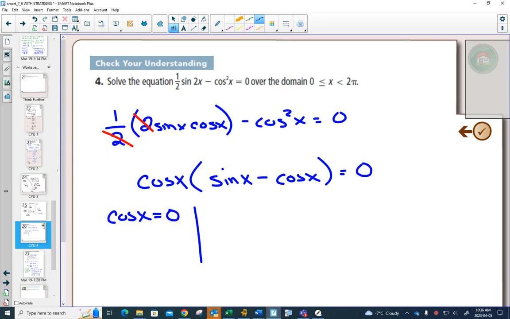Now when it's factored, this part is easy. This part is a little bit different. It has a sine x minus cos x. And if you wanted that to be equal to 0, that only happens when this is true, when sine x is equal to cos x. So first of all, I'm going to do the left-hand side because it's easier. When is cos equal to 0? That's your x coordinate at pi over 2 and 3 pi over 2.